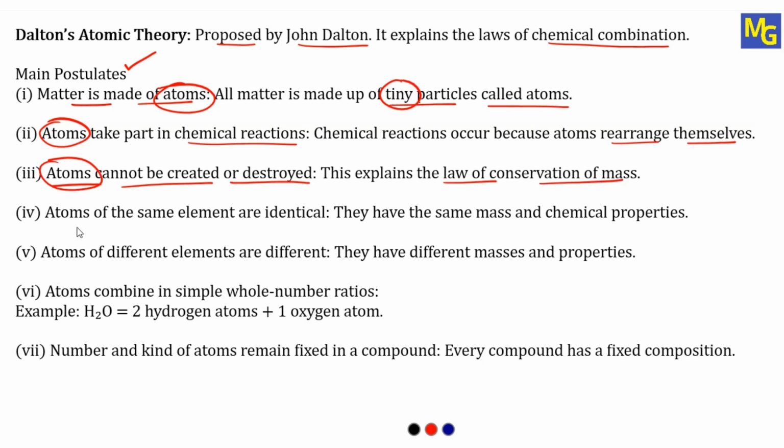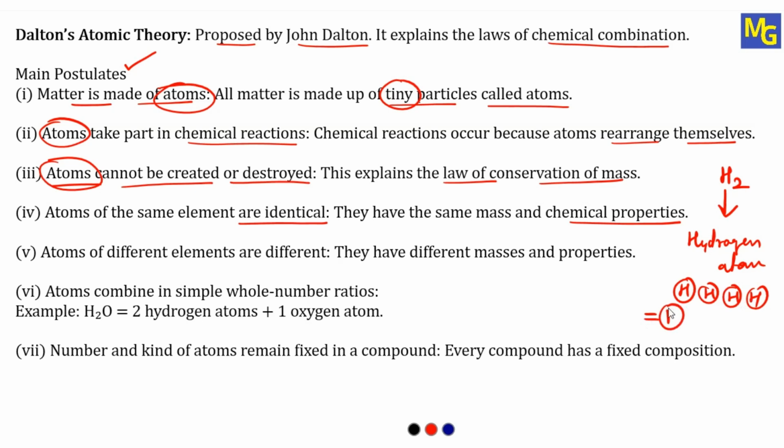The fourth point, atoms of the same element are identical. They have the same mass and same chemical properties. Yes, it is correct. If you imagine the hydrogen element, then in this hydrogen element there will be only hydrogen atoms. Say H, H, H, all are hydrogen atoms. Then all have the same mass, that is 1, and all will show the same chemical properties. So remember, atoms of the same element.